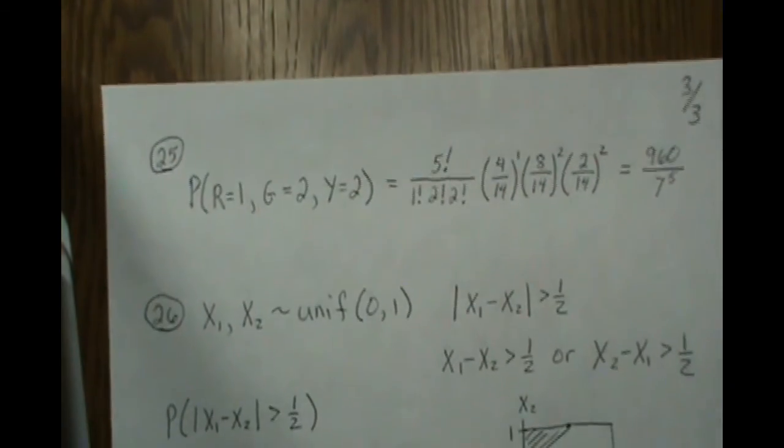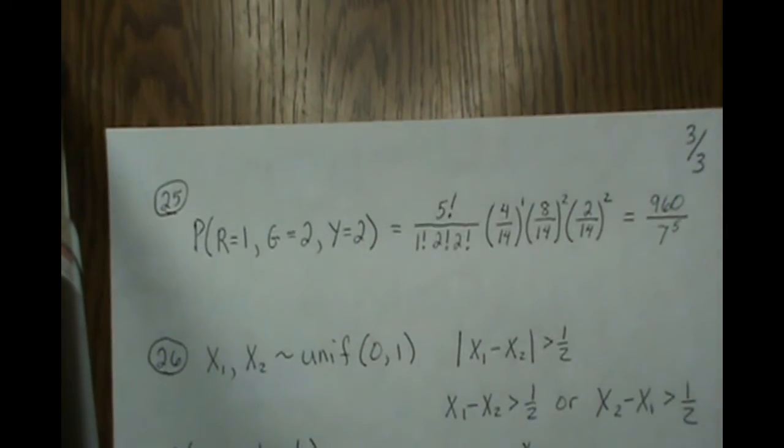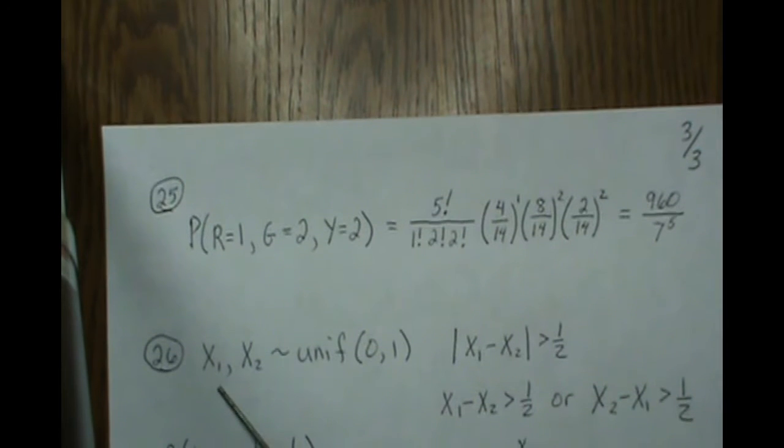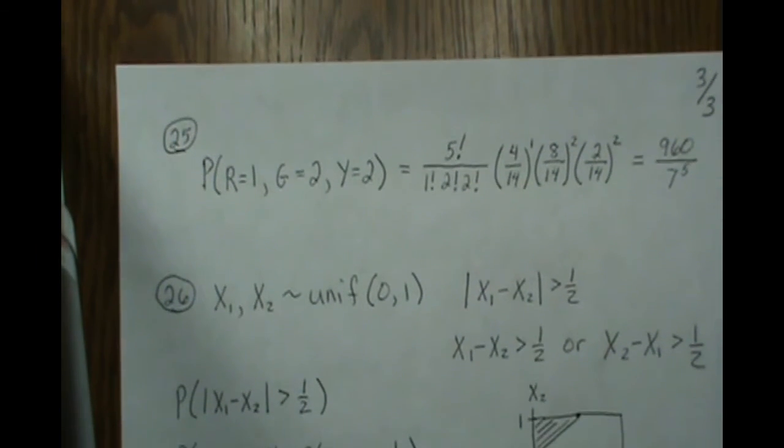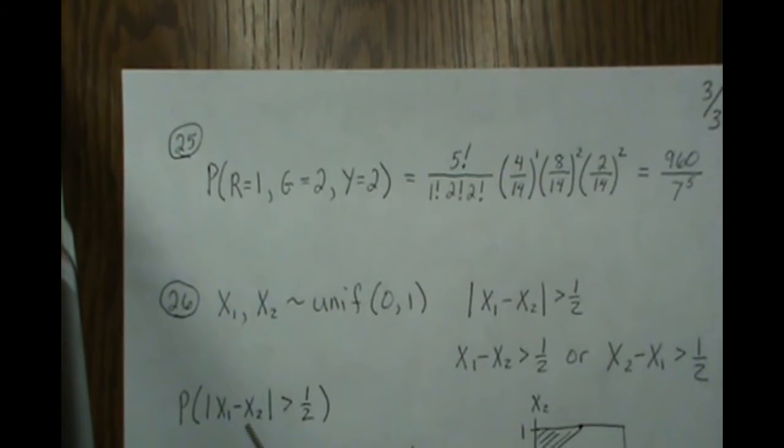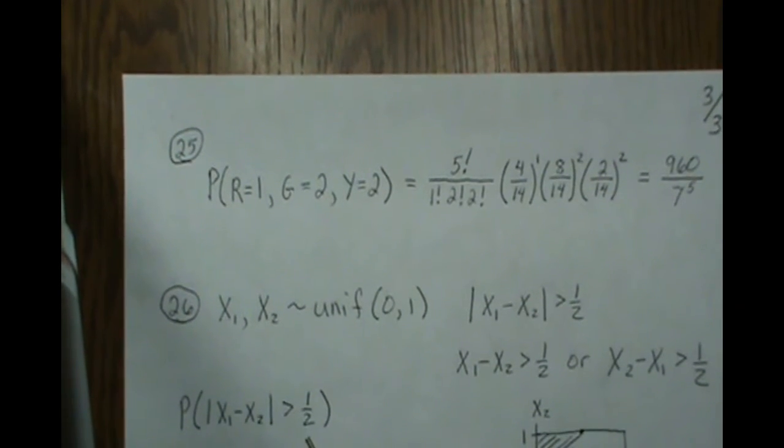Number 26. 2 numbers are chosen independently and at random from the interval 0 to 1. What is the probability that the 2 numbers differ by more than 1/2? Now, this one also is a neat problem. So here we're going to draw 2 random numbers from a uniform distribution 0 to 1. We want to find the probability that this difference is greater than 1/2.